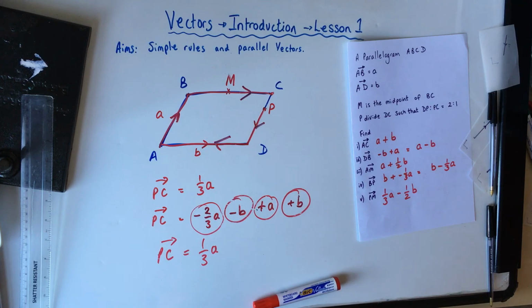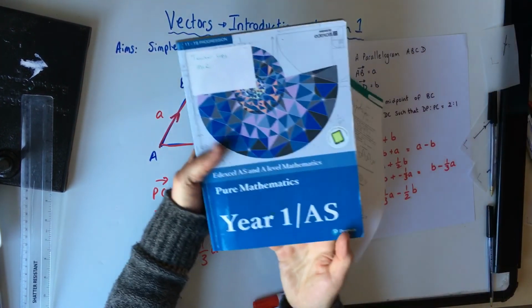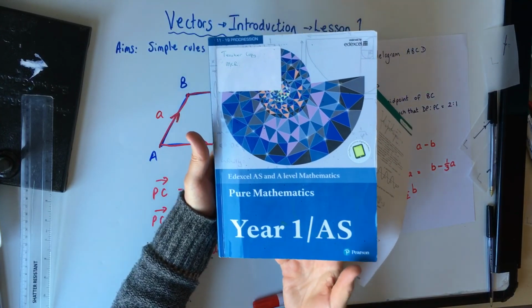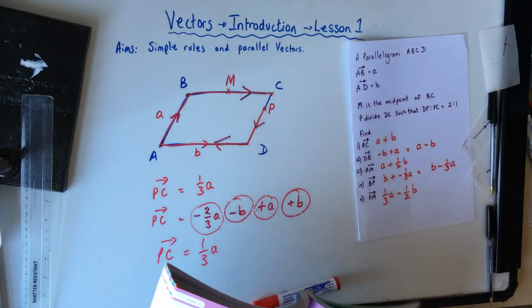So it's 11A from the Pearson Year 1 AS Pure Mathematics book. Okay, that's what I'm using.